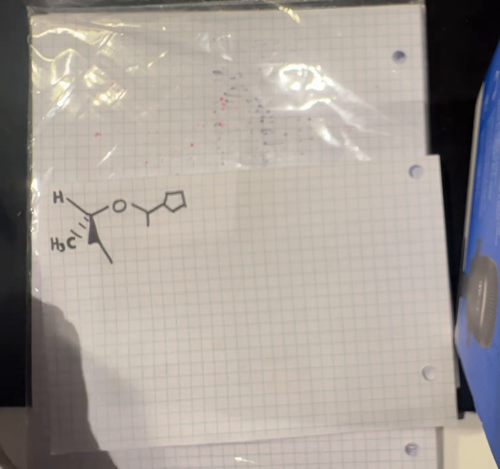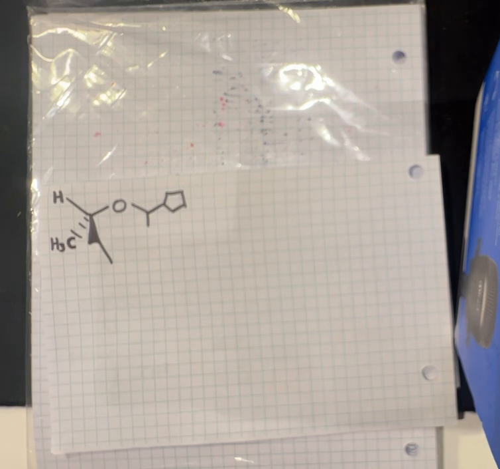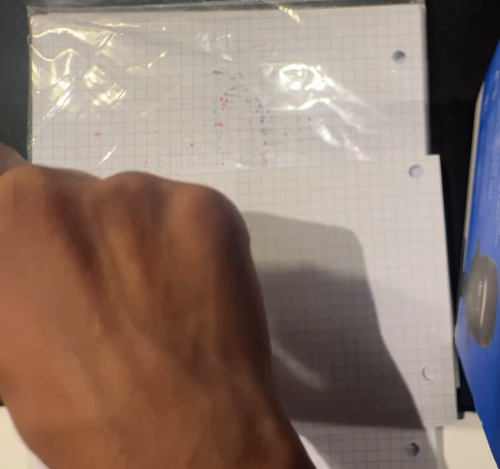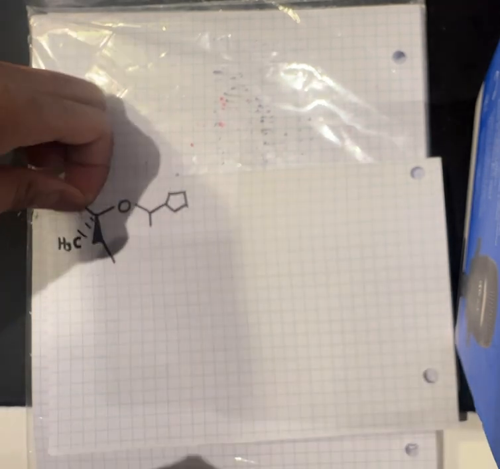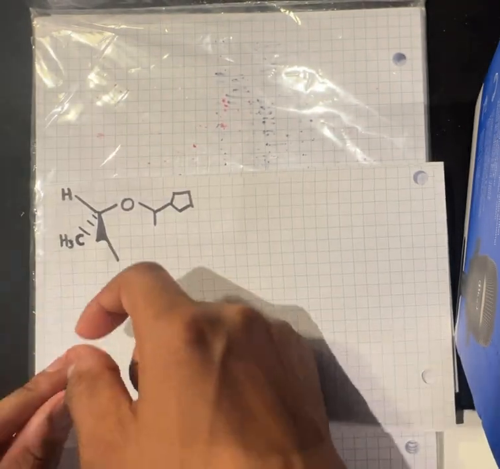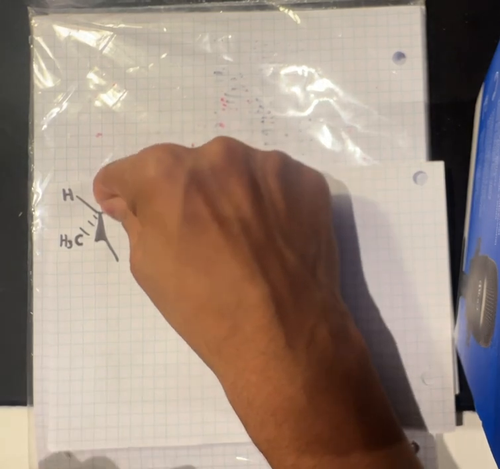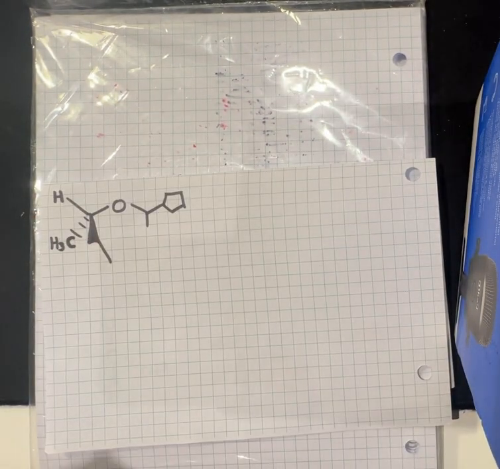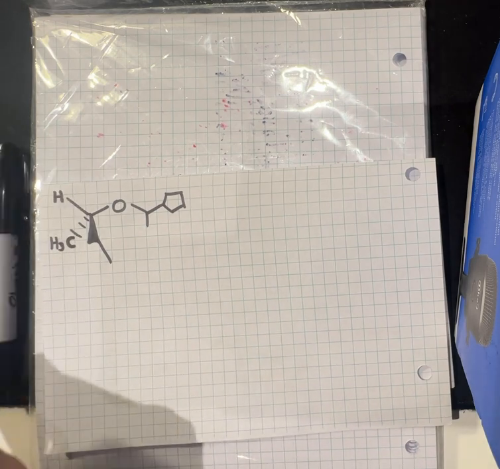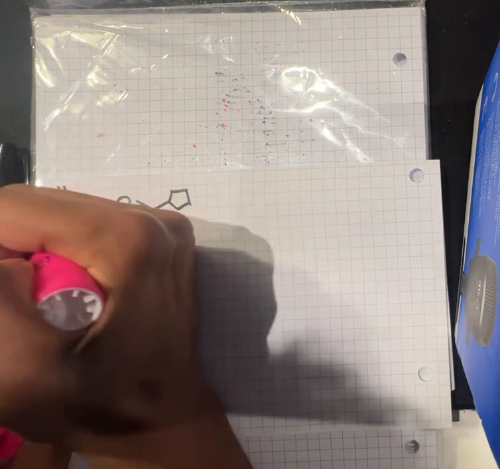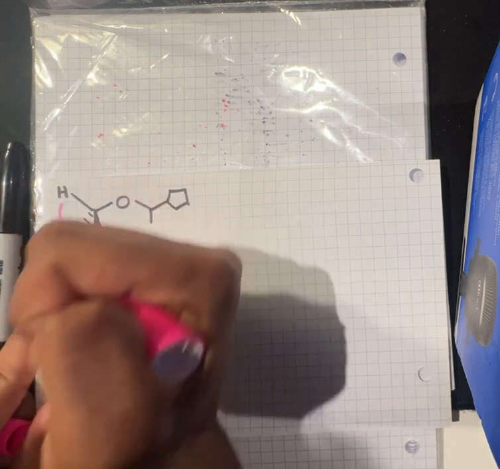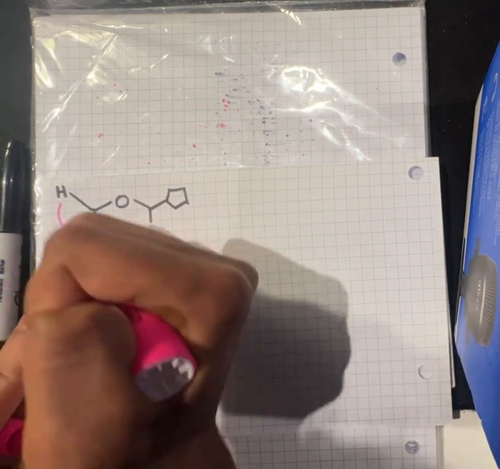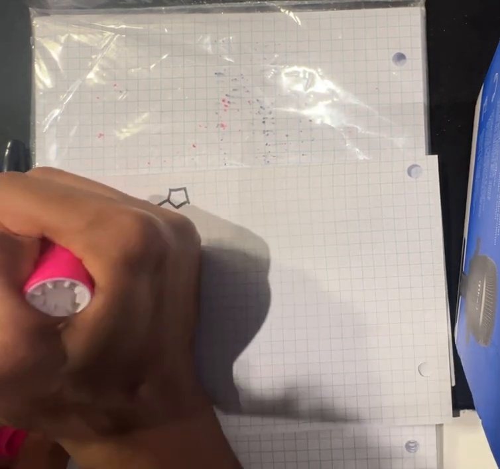So what we do is, again, hold one of the groups in the plane. Notice that we can't hold hydrogen because we want to rotate hydrogen to the back. So we're going to hold this R group, and we're going to twist it. As a result of twisting it, we would move the hydrogen to the position of the methyl, the methyl to the position of the ethyl, and the ethyl to the position of the hydrogen.